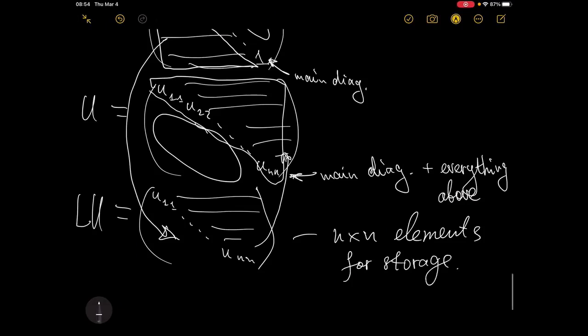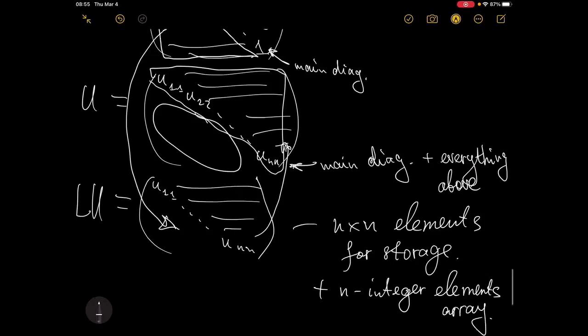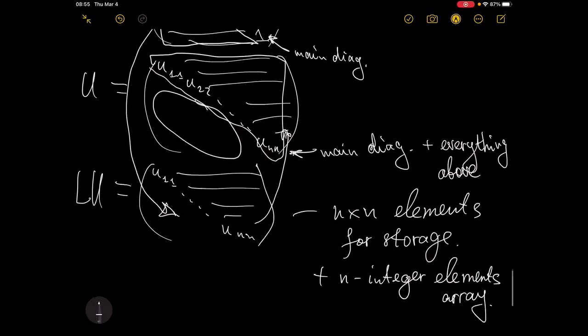So plus n integer elements array. As a result, this is what is done usually.